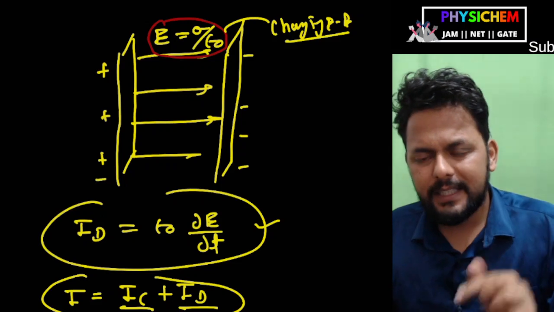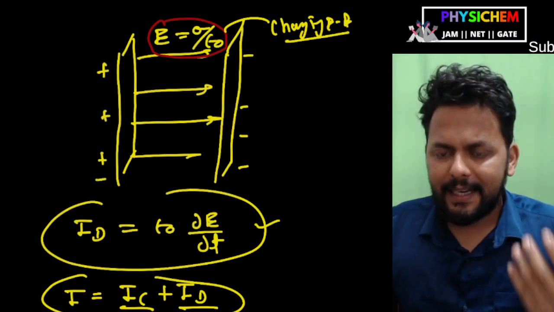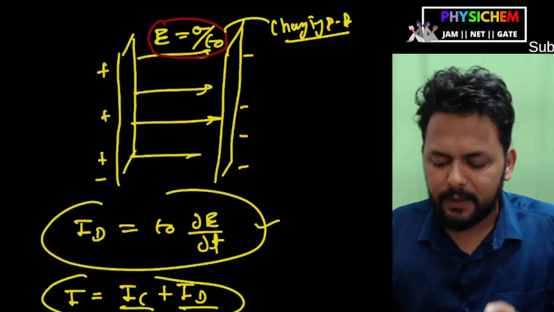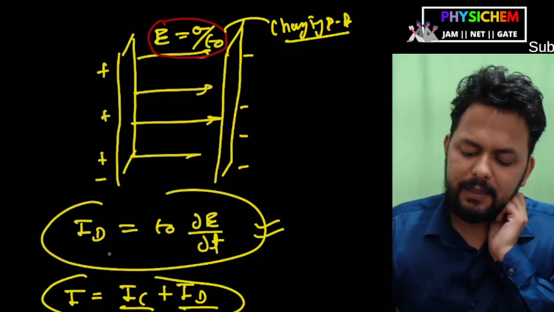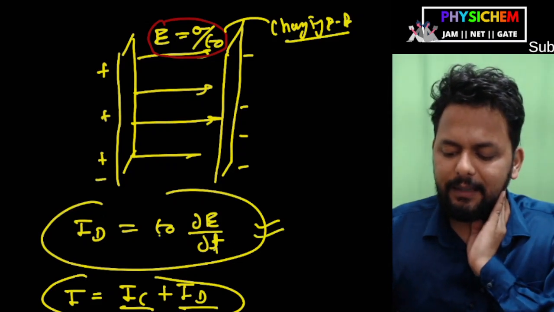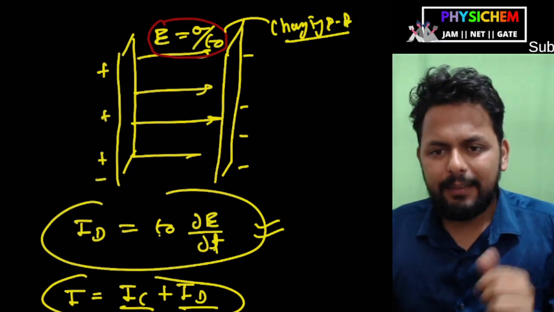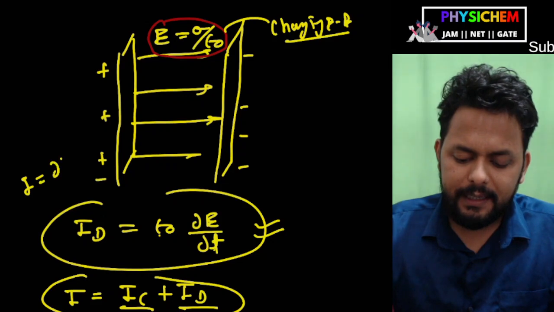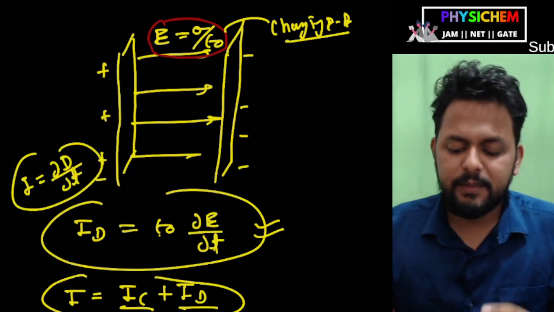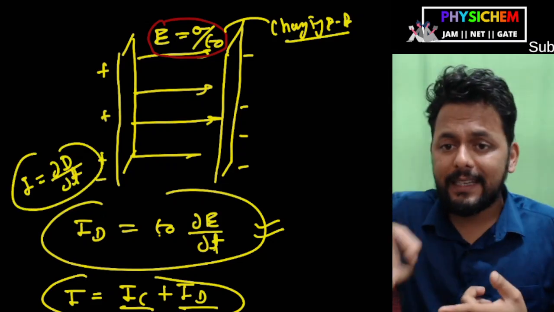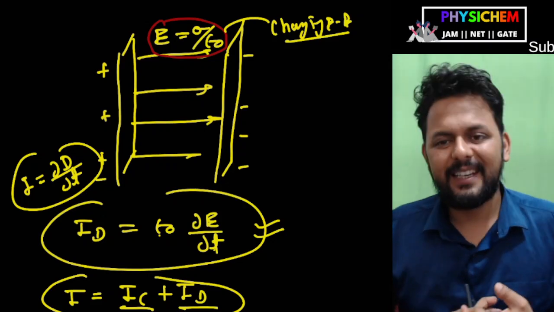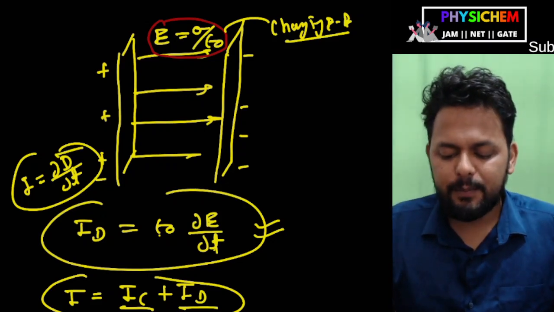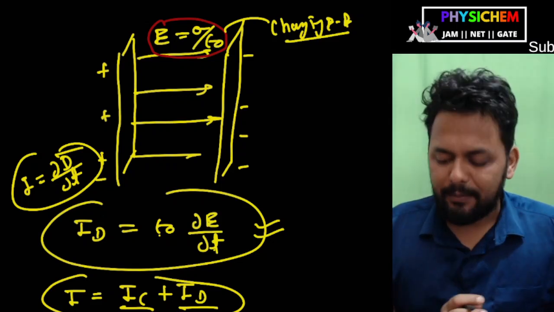If the electric field is changing in nature and there is no direct current, this term is 0, and the current I is nothing but displacement current. What is the value of this displacement current? We can say epsilon 0 dE by dt, or del D by del t, where D is the displacement vector. That's why it is known as displacement current. I hope you understood the concept of displacement current and the displacement vector in EMT.